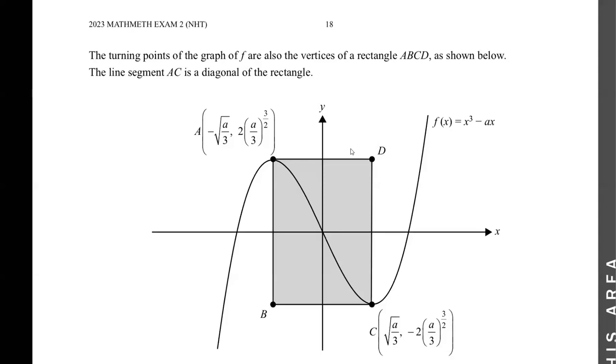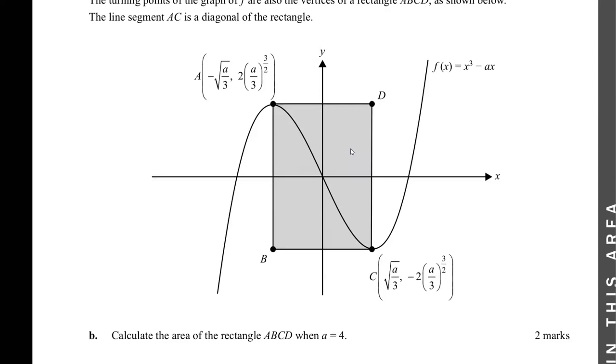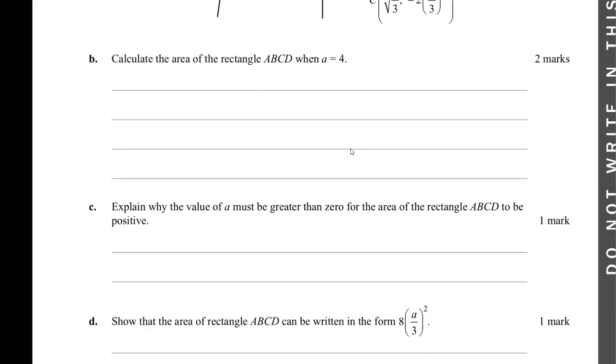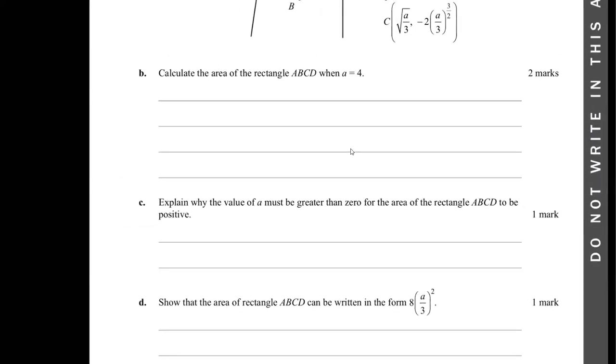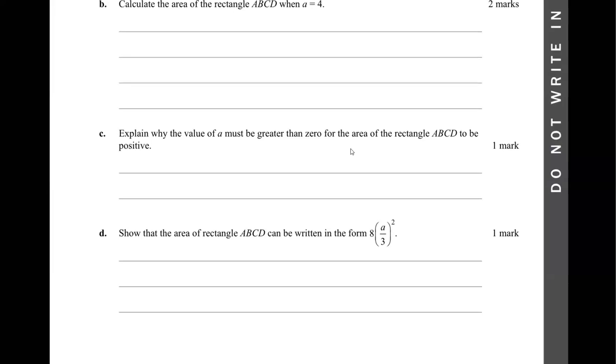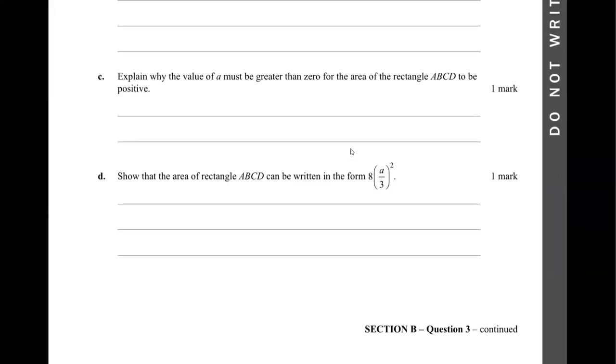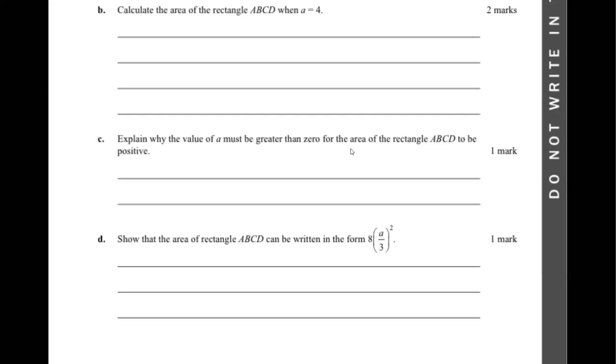The turning points of the graph of f are also the vertices of the rectangle ABCD as shown below. The line segment AC is the diagonal of the rectangle. So let's have a look. Calculate the area of rectangle ABCD when a equals 4, and then explain why the value of a must be greater than 0 for the area of rectangle ABCD to be positive. Show that the area of the rectangle ABCD can be written in the form 8 times (a over 3) squared.